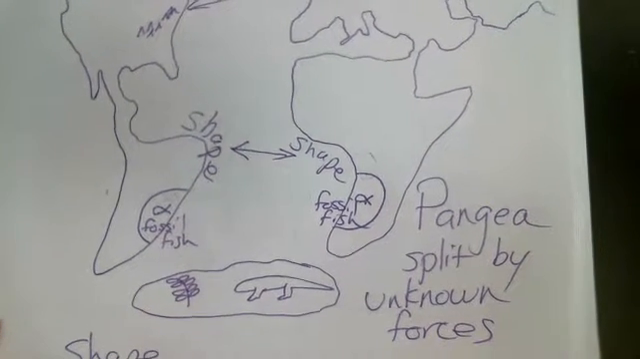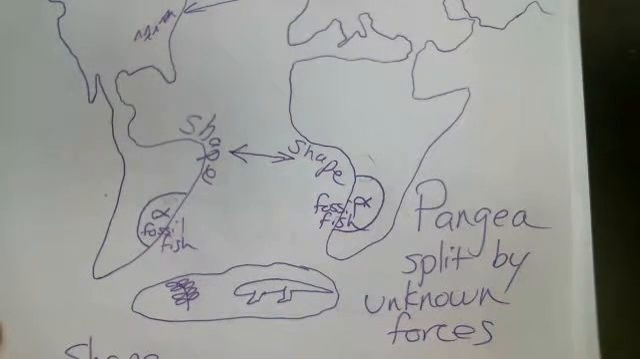Wegener did not know what caused Pangaea to break apart. And that's one of the reasons why very few people believed him and accepted his theory during his lifetime. It was only after he died that people thought about these giant convection currents in the mantle that pushed the continents from below.